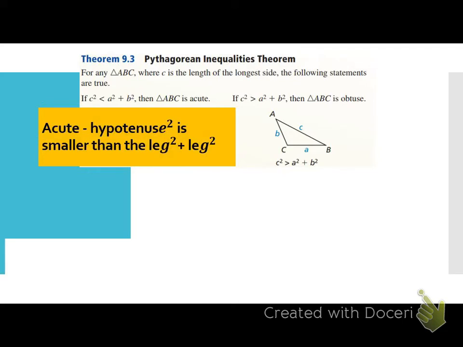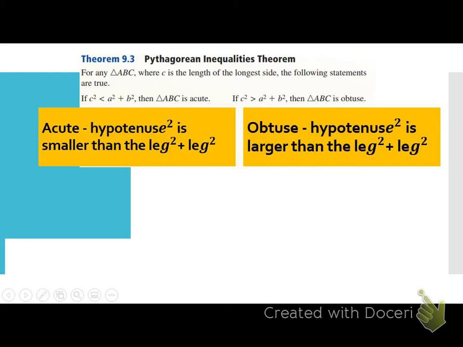You'll have an acute triangle when the hypotenuse squared is less than, or smaller, however you want to say it, than the leg squared plus the leg squared. Then the opposite, if the hypotenuse squared is larger than the leg squared plus the leg squared, then you have obtuse. So you're comparing the hypotenuse squared to the legs.